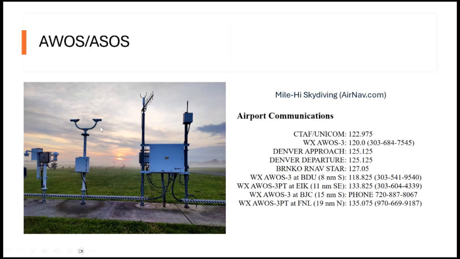What is visibility? And so back from AirNav at Mile High Skydiving, when you look under the airport communications, it is going to give you the phone number that you can call to hear this automated weather report. These other numbers down here are actually from airports that are close by, and in parentheses, it tells you how far away and what direction they are from this particular airport. But if I wanted to call this airport's AWOS, this is the number that I would use.